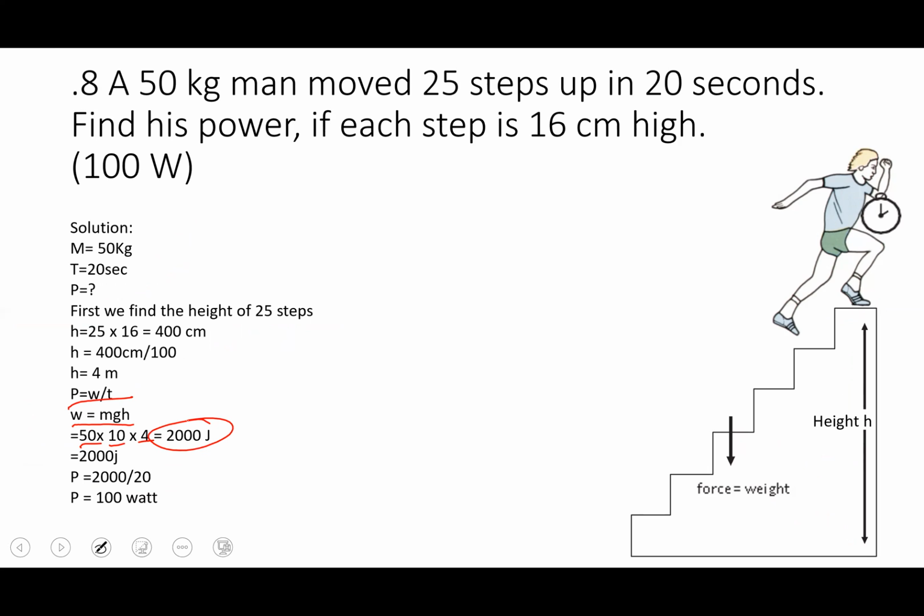But what about the power? Work done over time, so 2000 divided by 20, so power is going to be 100 watts, and that is our answer as well.